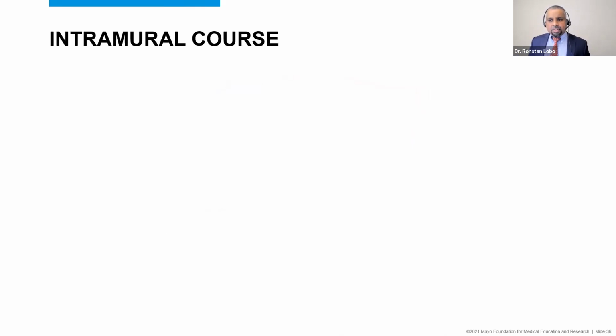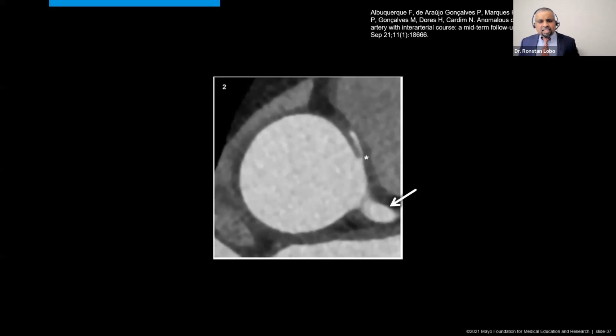An intramural course. This is a CT image showing an example of an anomalous right coronary artery coming off the left sinus and taking an intramural course. The left main coronary artery is shown by the white arrow, and the anomalous right is the one labeled with the star.